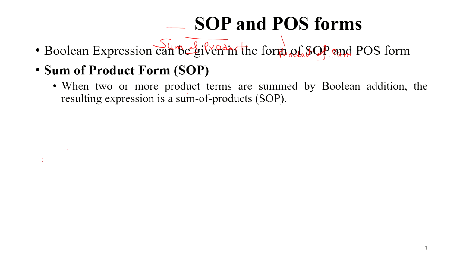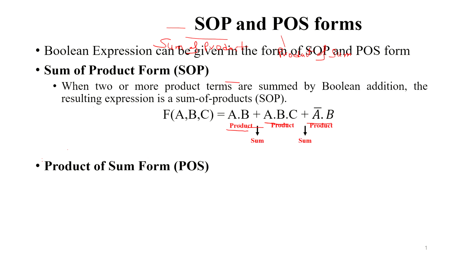Sum of product: when two or more product terms are combined by Boolean addition, the resultant expression is a sum of product, like this. A function of a, b and c is given here. If you write a dot b plus a dot b dot c plus so on, this is a product, this is also a product, and this is a product. The products are added, so this is sum of product.